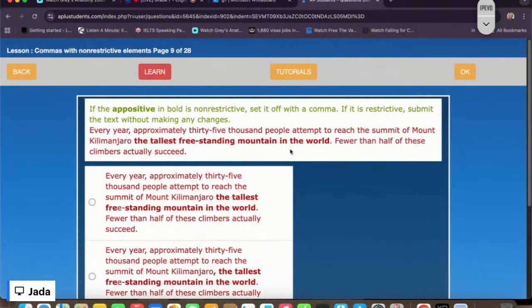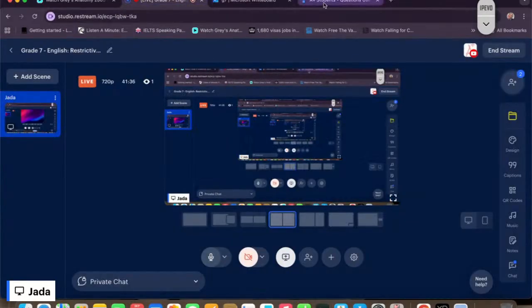restrictive and non-restrictive elements. Can you tell me if you have any questions?